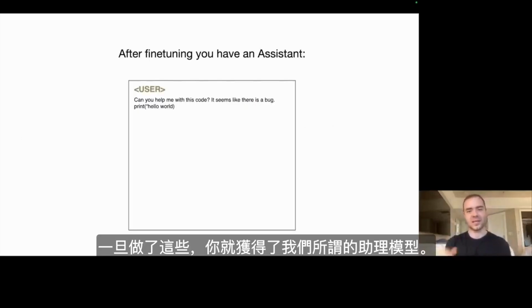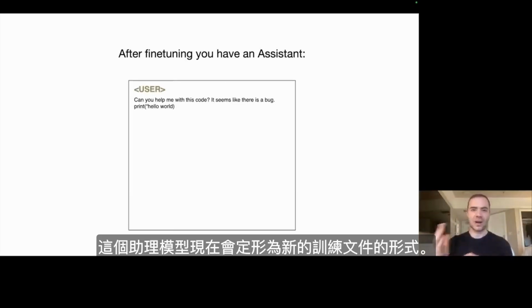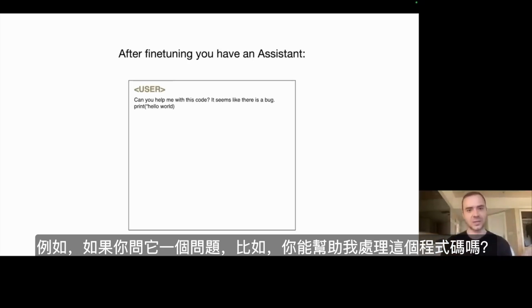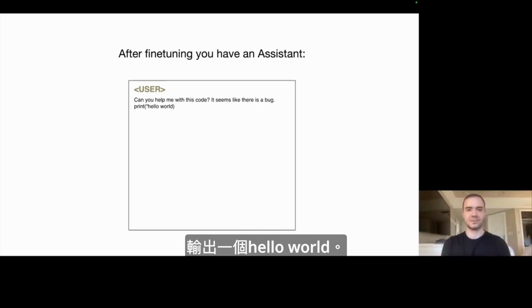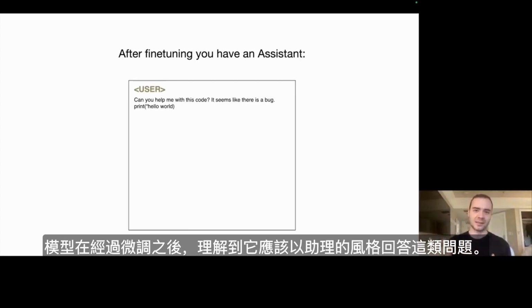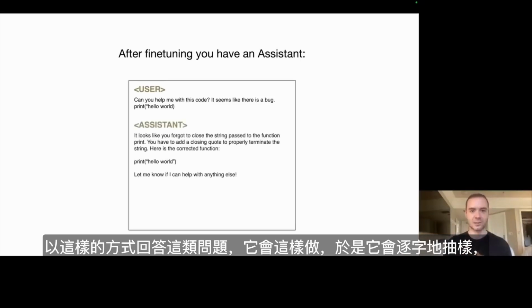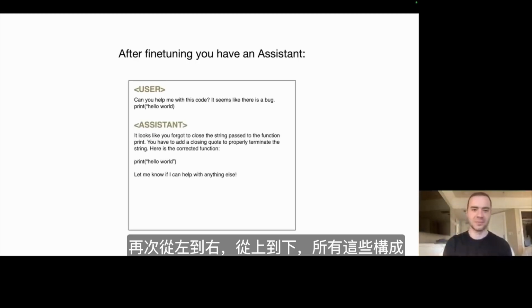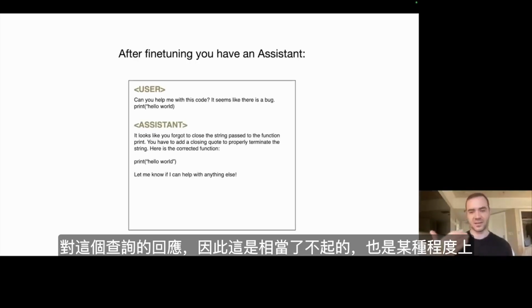Once you do this, you obtain what we call an assistant model. So this assistant model now subscribes to the form of its new training documents. So for example, if you give it a question like, can you help me with this code? It seems like there's a bug, print hello world. Even though this question specifically was not part of the training set, the model, after its fine-tuning, understands that it should answer in the style of a helpful assistant to these kinds of questions. And it will do that. So it will sample word by word again, from left to right, from top to bottom, all these words that are the response to this query.